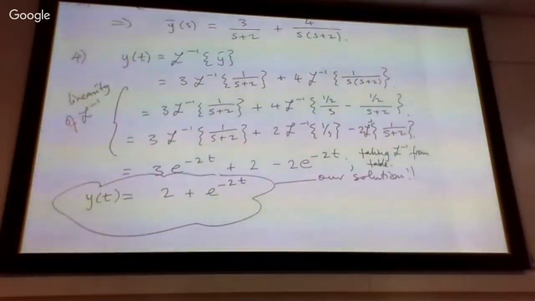Any questions about those 4 steps? Okay. We've seen a couple of examples.